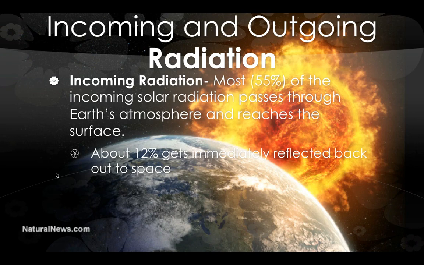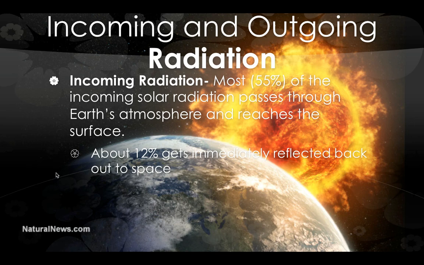Okay, the last thing we're going to talk about in this lesson is incoming and outgoing radiation. Incoming radiation is going to happen from the sun. About 55% of incoming solar radiation passes through Earth's atmosphere and reaches the surface. So most of that light energy, that electromagnetic radiation, 55% of it is going to reach the surface.